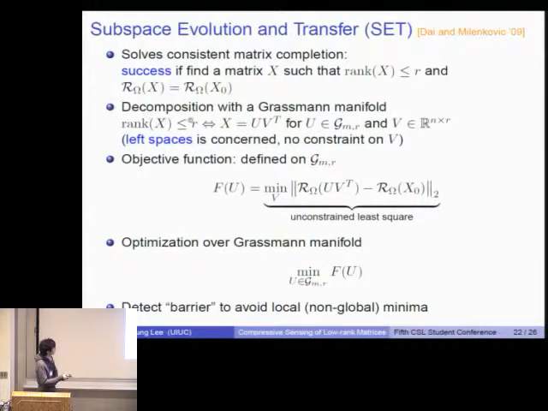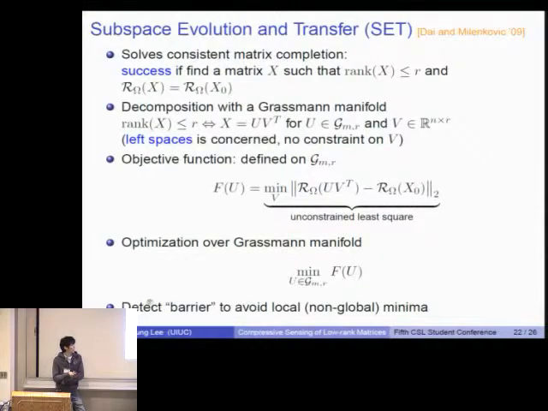Then they use a decomposition with a single Grassmann manifold. Their decomposition is U V transpose, where U is inside the Grassmann manifold, and there is no constraint on V. Similarly to OptSpace, the objective function involves a least squares problem. It is easily solved, and we can compute the gradient. They did optimization over the Grassmann manifold. The novelty in their approach is to define a barrier that blocks finding the global minimum.